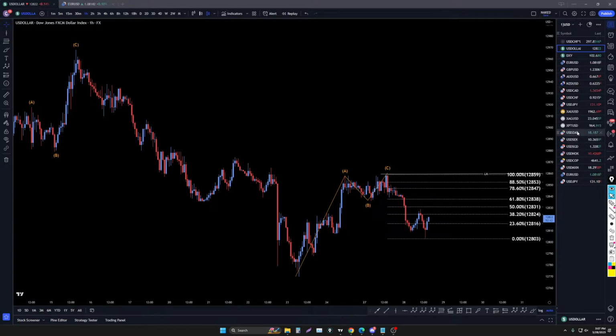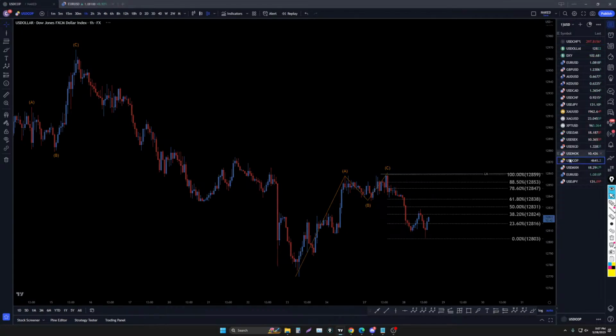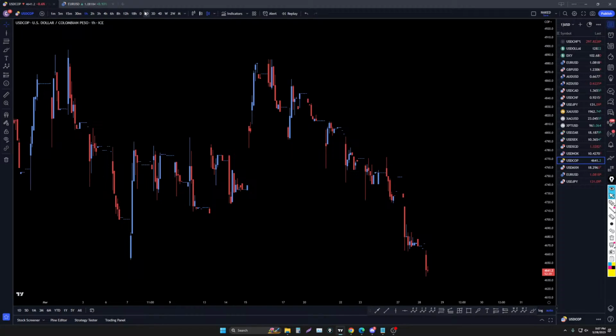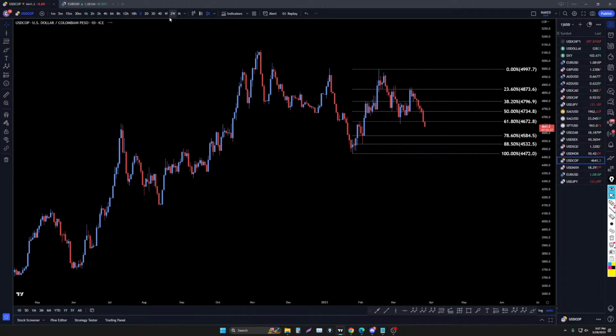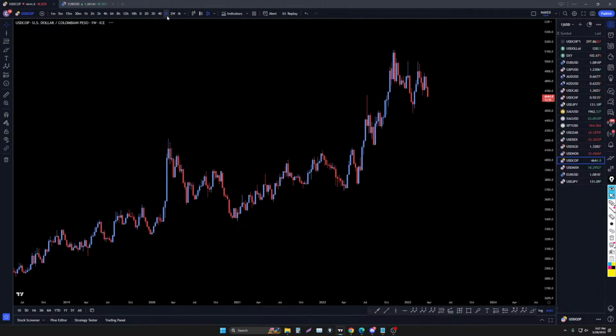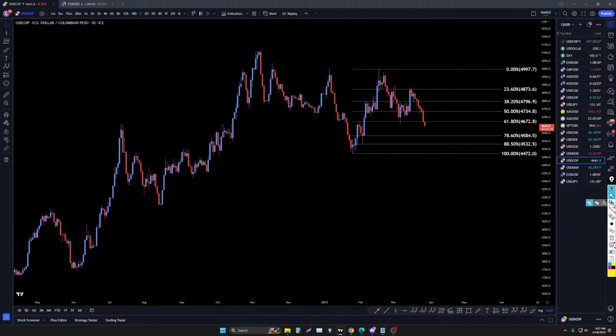Let's check out this US dollar, Colombian dollar, which was requested by one of my Patreon members, which could definitely be a little bit hard to get a good read on. Things like some of these odd pairs can be a little difficult to get a good read on.